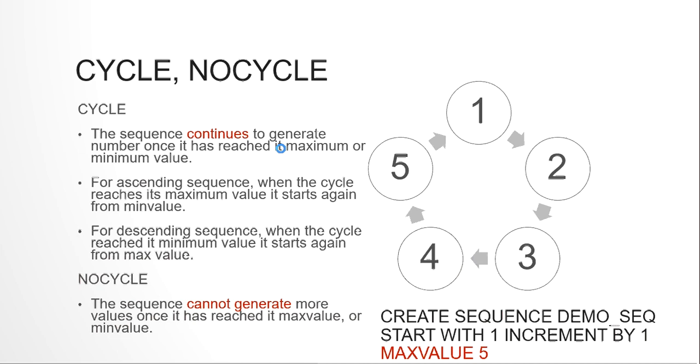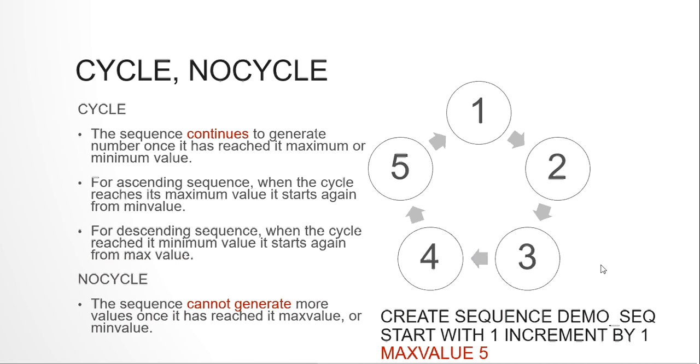So what if you want to continue? You can use cycle. The cycle states that whenever the sequence comes to its maximum value, no problem, start it again from the minimum. That is what cycle is. So suppose my sequence starts with 1, increments by 1, and I have a max value of 5. Then I can just specify something called a cycle. When I specify cycle here, it's like 1, then 2, then 3, then 4, then 5. If it is a cycle, it will again start from the minimum value, that is by default 1.